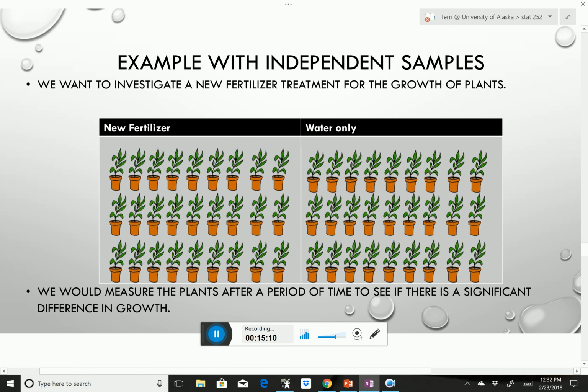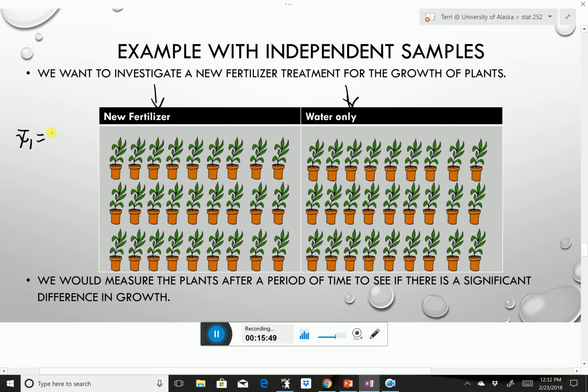Let's say that we want to investigate a new fertilizer treatment for the growth of plants. So we have our nice little beautiful greenhouse, and here is our new fertilizer that we're making, and we're going to compare that to water only. So we're going to see, does this fertilizer make our plants grow better? And we measure the plants. Let's say we measure them after 1 month and see if the new fertilizer results in taller plants than water only.